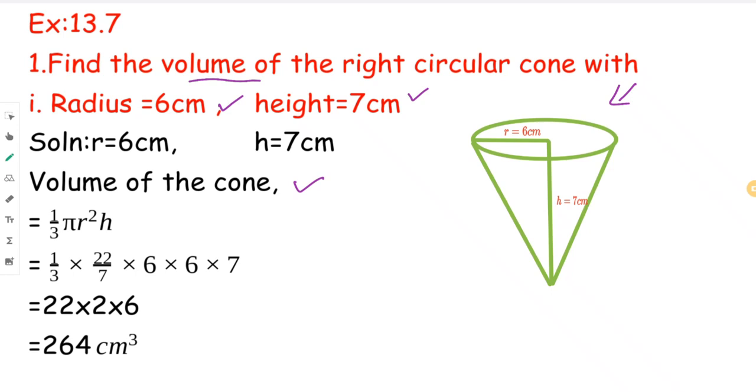Now let's start division. 3 ones are 3 to the 6, and 7 ones are 7. 7 ones are 7. I'm left with what? 22 into 2 into 6. When you multiply, we're going to end up getting 264 centimeter cube.